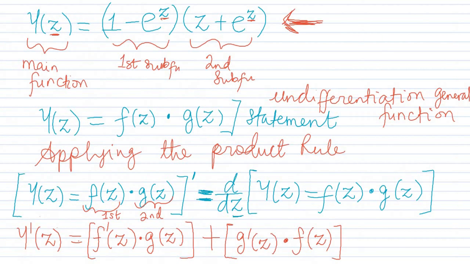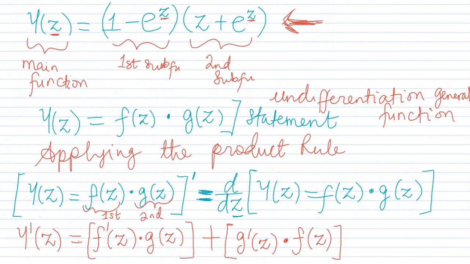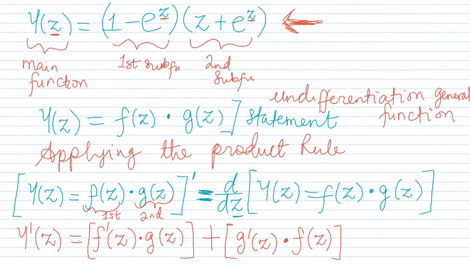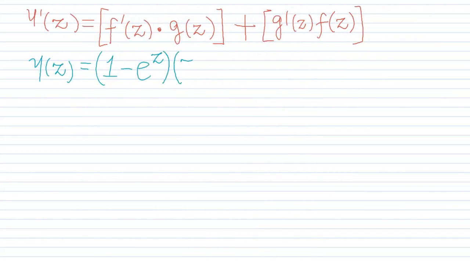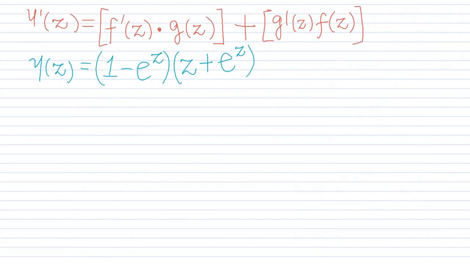So basically one derived and one underived. Now let's go back to our actual question. Our actual question, y of z, is this: y of z equals 1 minus e to the z, multiplied by z plus e to the z. So that is it. Now that we already know what the undifferentiated general function looks like, we can apply it to here.